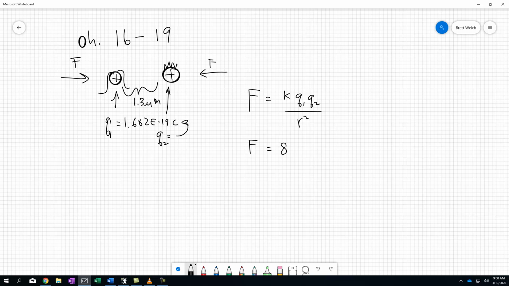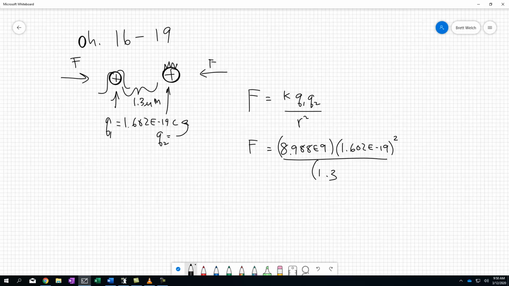K is a constant, 8.988 E9. We multiply that by the charge, which is 1.602 E negative 19. If one of them is positive and one of them is negative, the negative nature of the force just tells us that they're going to attract each other. Positive total makes it push away from each other. I can write that twice, or I can just square it. Divided by the radius, 1.3.